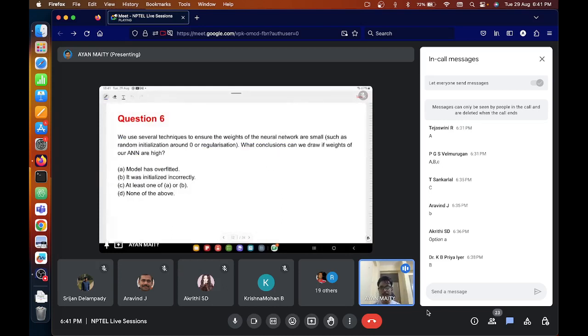Now we move on to question 6. We use several techniques to ensure the weights of the neural network are small, like random initialization around 0 or regularization. These things are done to make sure that weights of the neural network are small. What conclusion can we draw if the weights of our neural network are high? So there are 4 options: A, that the model has overfitted; B, it was initialized incorrectly; C, at least one of option A and or option B; and option D is none of the above. So if the weight values are high, what is the conclusion from that?